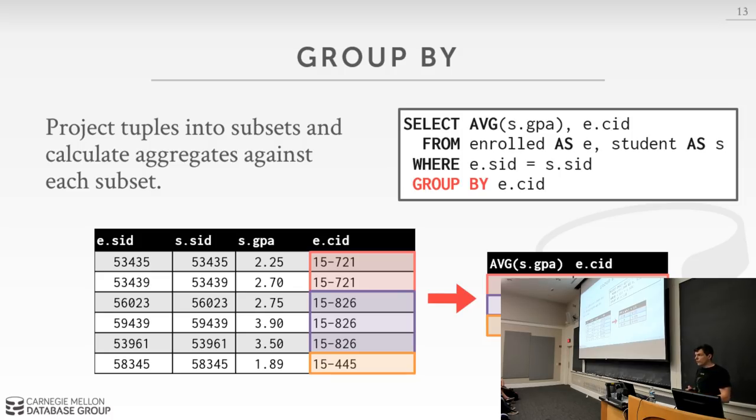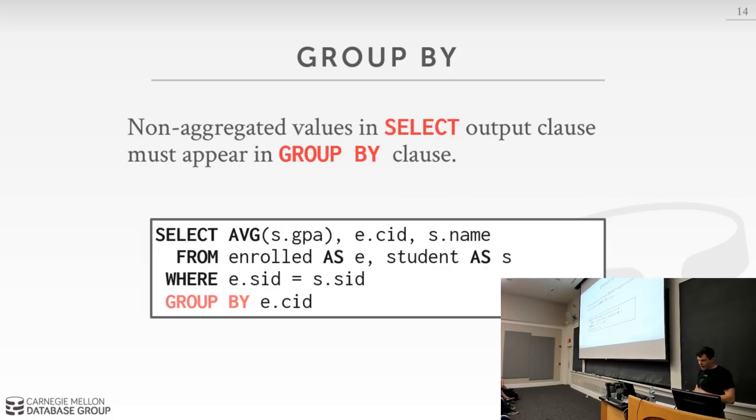Right? So we have to use group by if we want to extract information about the aggregations we're computing. Right? And so just like before, anytime we have an attribute that we want to appear in our output select clause, it has to appear in the group by. So here, the student name, we're trying to throw that in our output clause. It won't work because it has to be in our group by clause.